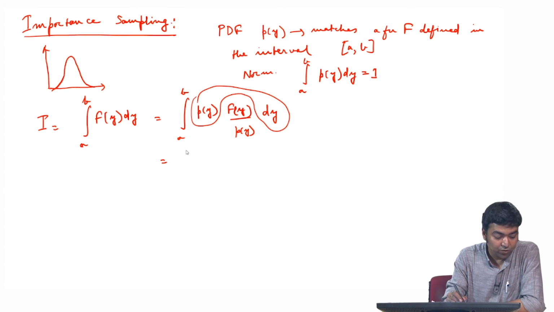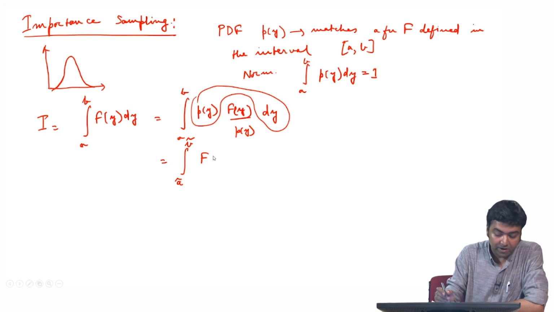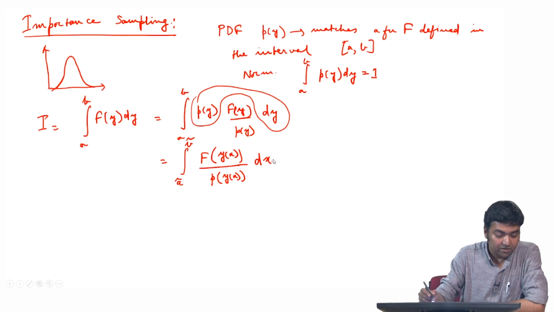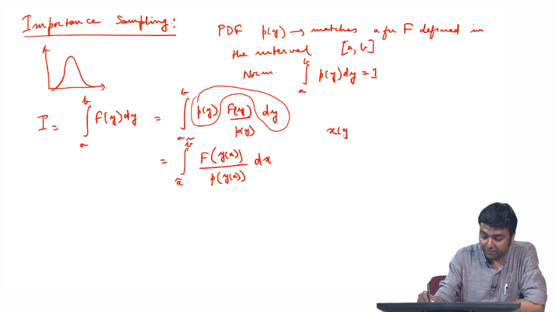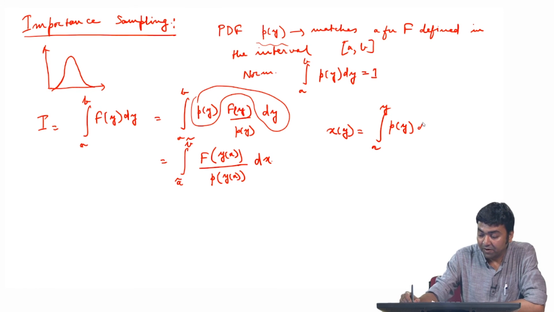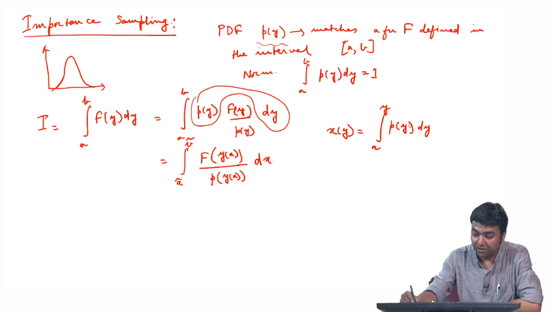So, I change the variables accordingly, and then I have my modified function f(y(x)) divided by p(y(x)), and again p is a function of x, dx, where my x as a function of y is given by the cumulative distribution of the desired probability distribution function p(y).